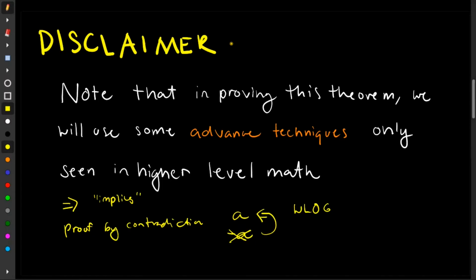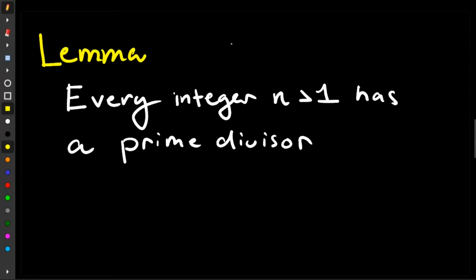Moving forward, we first state a lemma. When we say lemma, this is something that is essential in proving a theorem. It's like a theorem that will be used in another theorem, but we state it as a lemma. The lemma states that every integer n greater than 1 has a prime divisor.